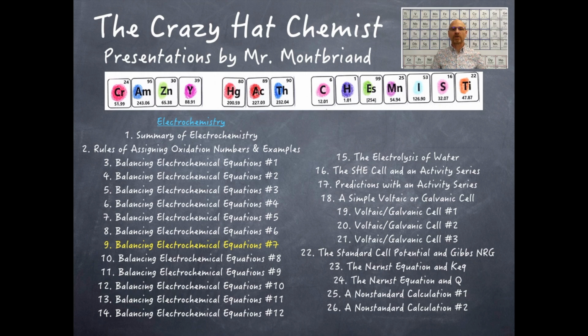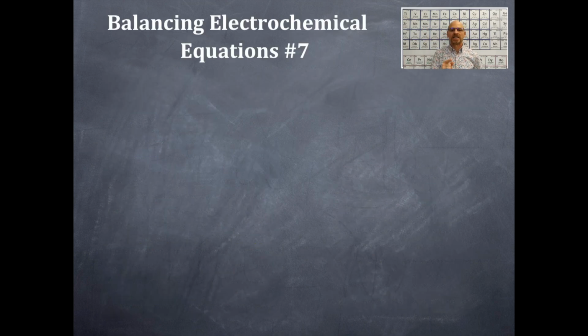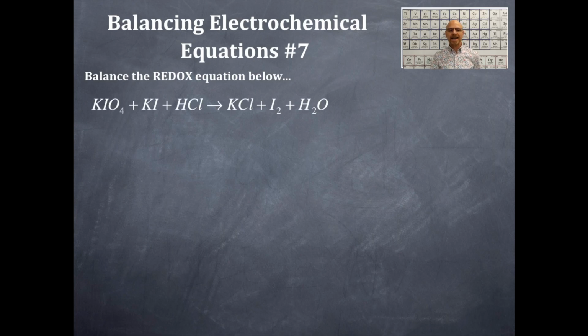So another video here on electrochemistry. So let's get started. Bam! Today we are talking about balancing electrochemical equations number 7. Number 7, here we go. We're going to balance the redox equation below. Here it is: KIO4 plus KI plus HCl produces KCl plus I2 plus H2O.